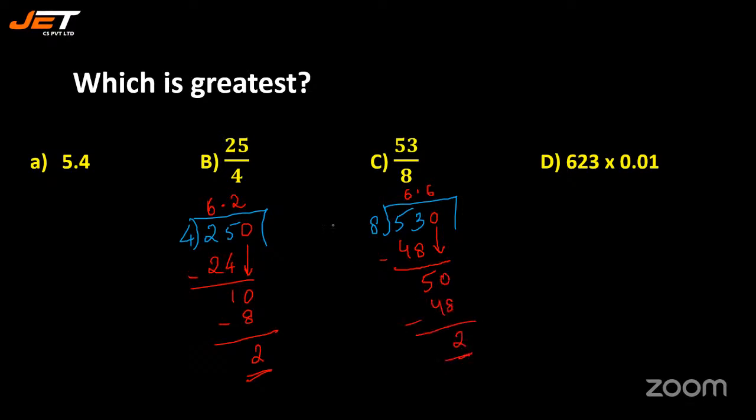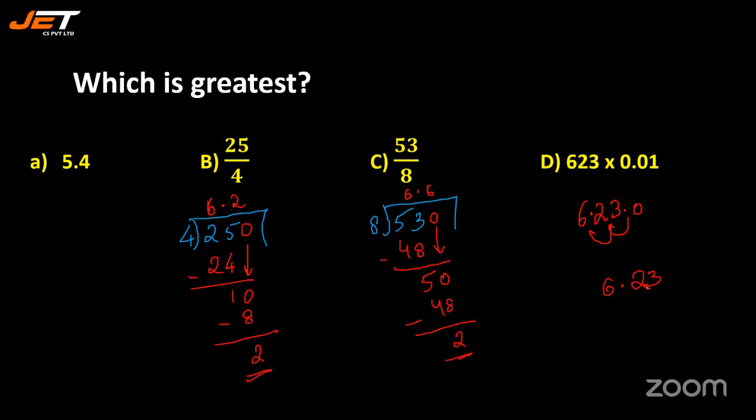2 here. And 623 times 0.01. As you are multiplying by a decimal here, you have to shift the decimal 2 places to the left. If you are multiplying 623 by 0.01, you can write 623.0 also. But now if you are shifting it 2 places to the left, it will be 6.23.